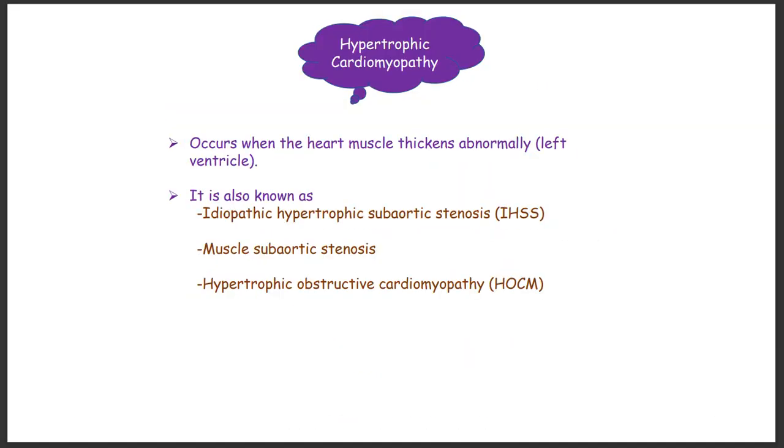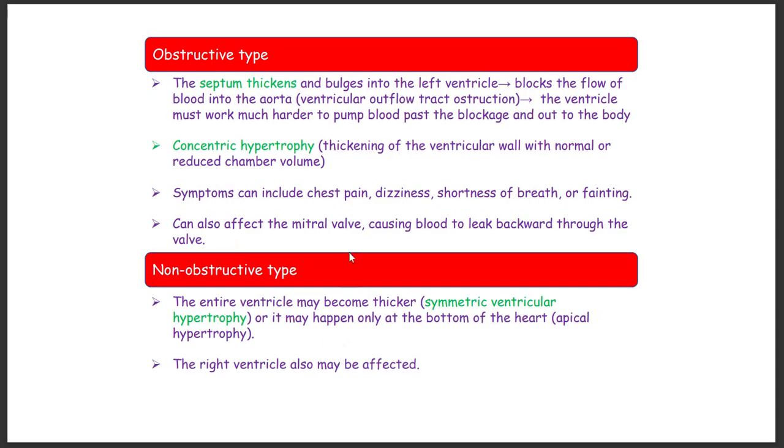The second one is hypertrophic cardiomyopathy. From the word hypertrophic, what happens here is that the heart muscle thickens abnormally, specifically the left ventricle. It has some other names like idiopathic hypertrophic subaortic stenosis, muscular subaortic stenosis, hypertrophic obstructive cardiomyopathy, but not much to worry about. So hypertrophic cardiomyopathy is of two types, the obstructive type and the non-obstructive type.